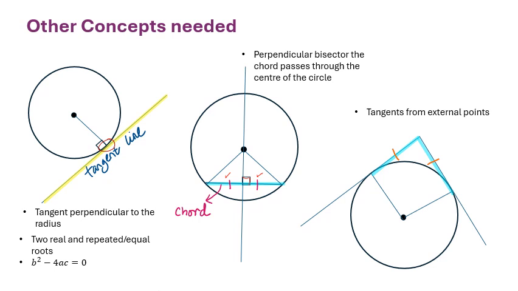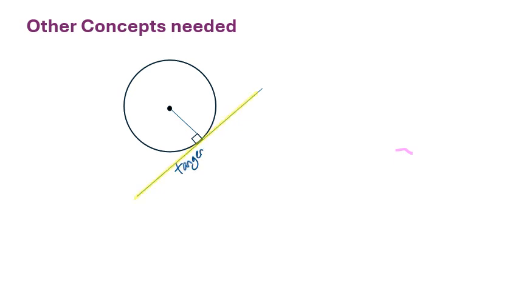Right, yes, where the two lines colored in blue are actually equal in length. So these are the concepts that may be needed in solving problem sums in this chapter, circles. There's one more concept that's very important: if you have a tangent line, you will have a normal line.